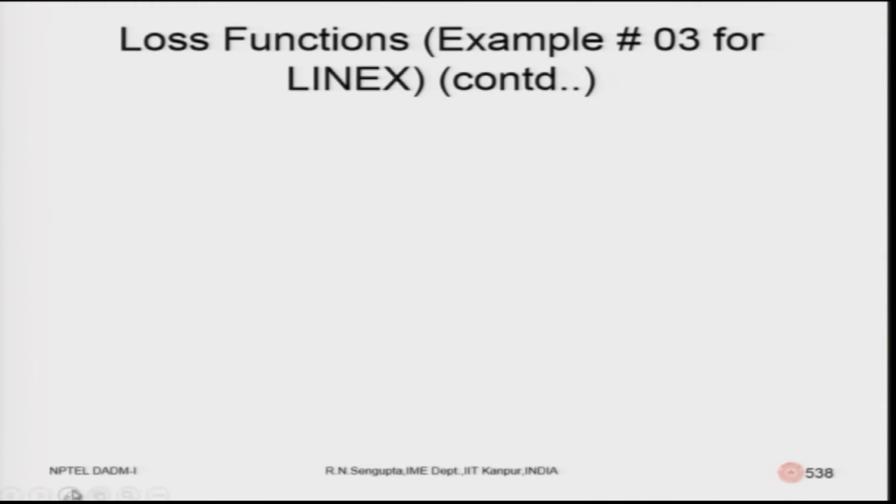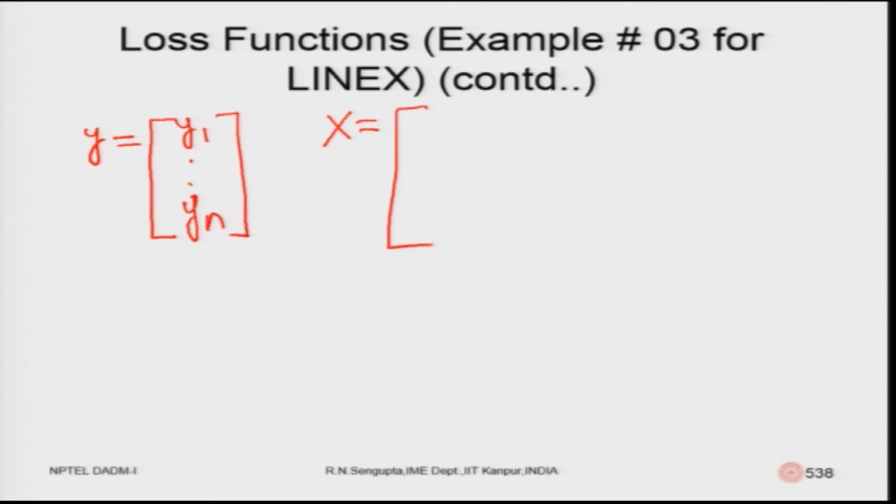We have done that, but still I will repeat it. So Y, this is capital Y, is equal to y1 till yn, and x is equal to, this is n cross p. I will write down the values.